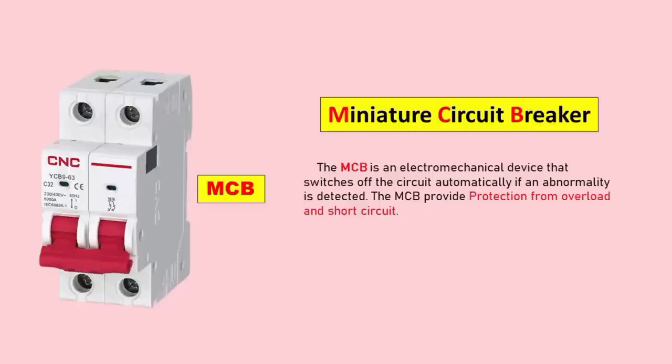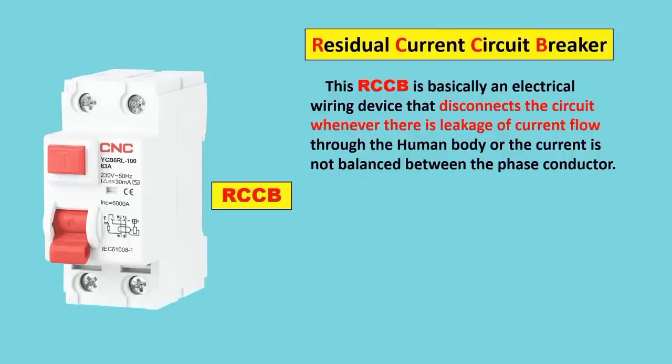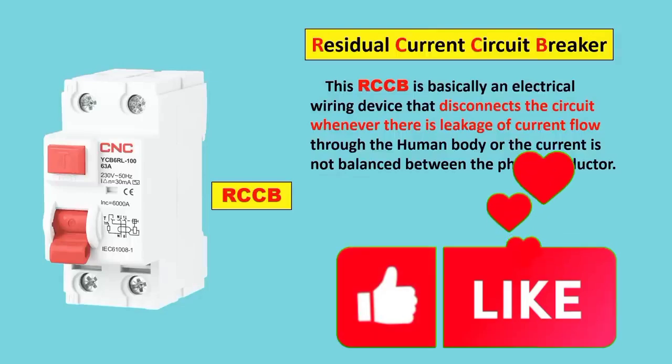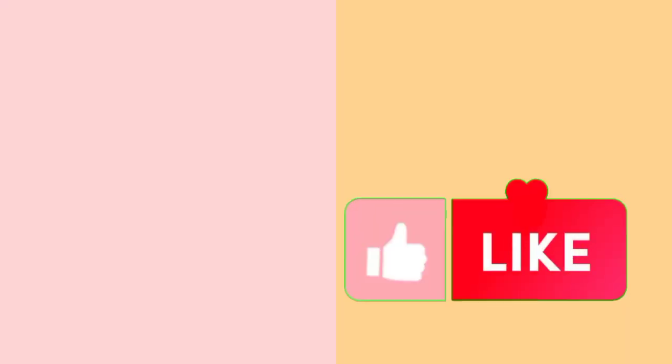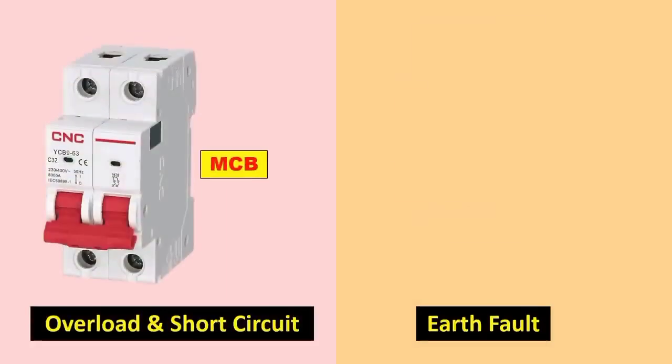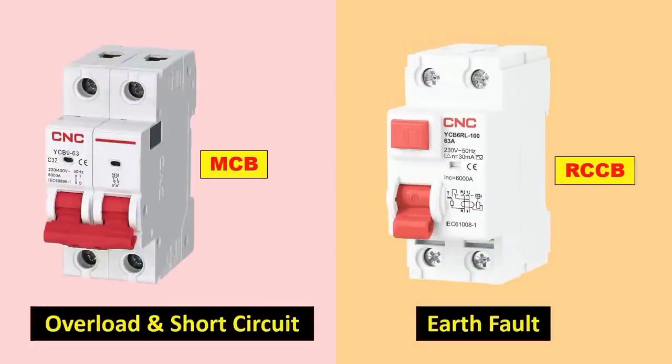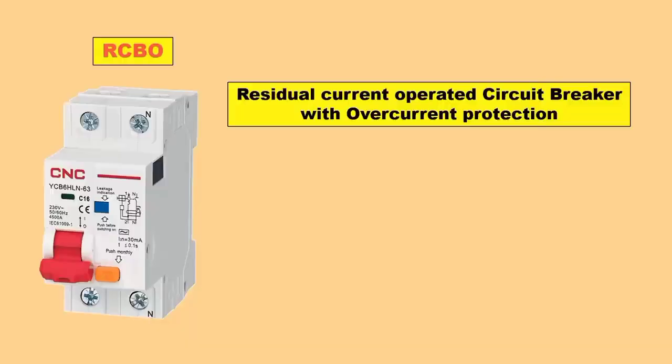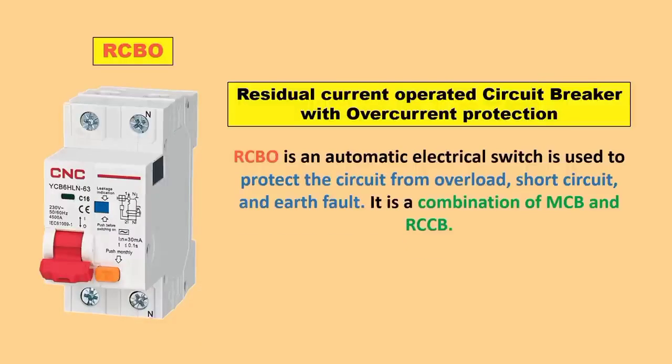Like I told you in the starting that the MCB we have, MCB provides us protection from overload and short circuit. After this I told you that the RCCB you have, RCCB provides protection from earth fault. Now if we want protection from earth fault, overload and short circuit, then we have to use MCB and RCCB, both these devices. But if you don't want to use two different devices, instead by using only one device you will get all the three protection, then in this condition you have to buy a RCBO. So through RCBO you will get overload, short circuit and earth fault protection.